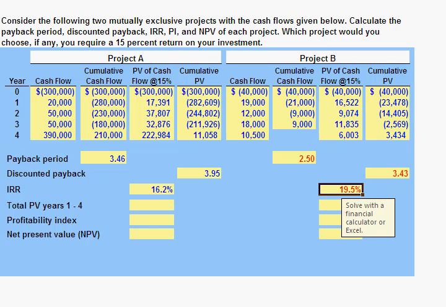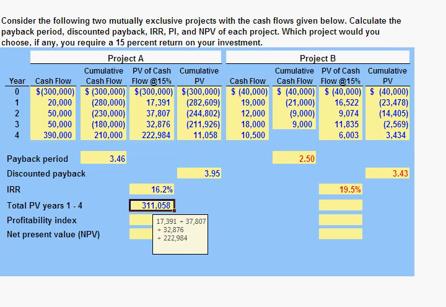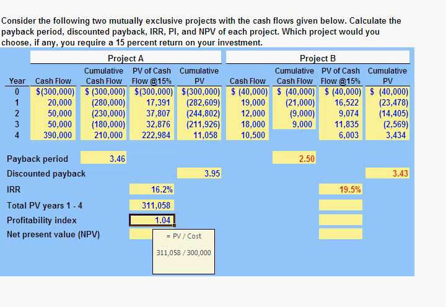To calculate the profitability index of each project, first we need to calculate the total present value that we receive for each project. For Project A, let's sum the present value of our cash flows. That's the $17,391 for year 1, plus $37,807 in year 2, plus $32,876 in year 3, and the $222,984 in year 4, for a total present value of $311,058. We divide this by our project cost of $300,000 and get a profitability index of 1.04.